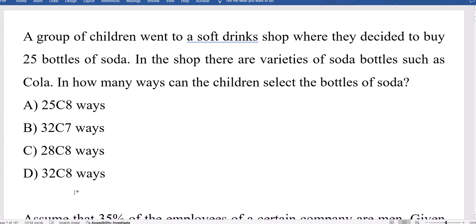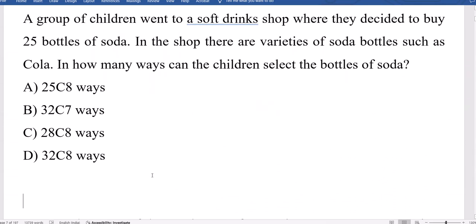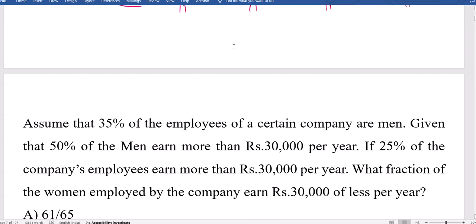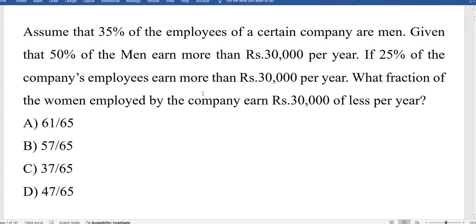Now this is a very easy question. Let's see how many of you can answer. A group of children went to a soft drink shop where they decided to buy... I think the question is incomplete. Somewhere a number is missing here. If there are 8 varieties of soda bottles or something, the question is incomplete, you can ignore it. But keep in mind permutation, combination, probability, please try to learn. Here in this question there is a mistake. There is a term missing. Let's see about the next one.